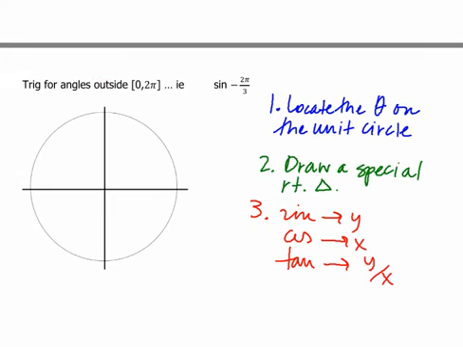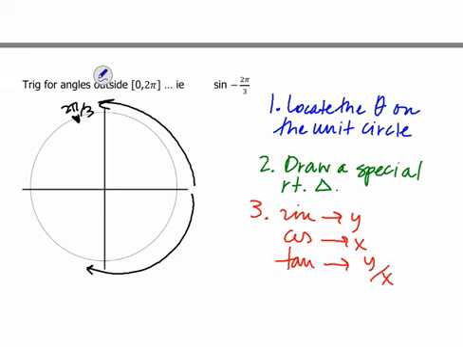Okay, so sine of negative 2 pi over 3. Well, we need to find out where negative 2 pi over 3 is. What I'll say is that regular 2 pi over 3 is about right there. Meaning that if I wanted 2 pi over 3, I needed to go that far. But I need to go that far in the opposite direction. So I'm going to go that same distance.